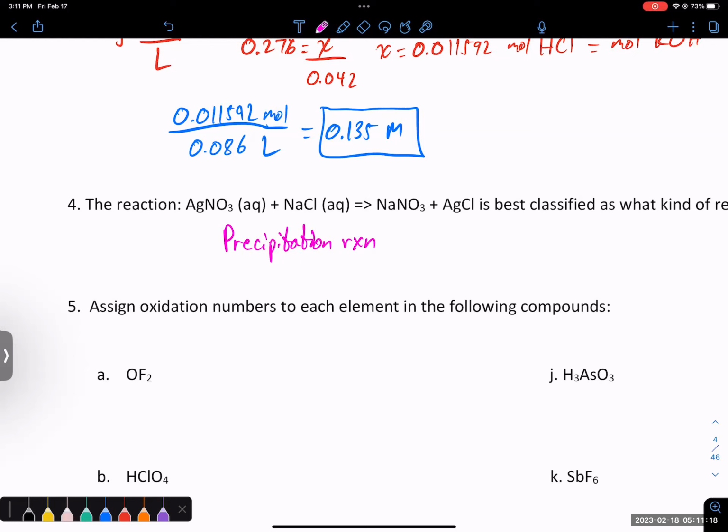Honestly, we don't care about redox reactions until you get to electrochemistry. Yeah, balancing, we want to balance on the agenda too.